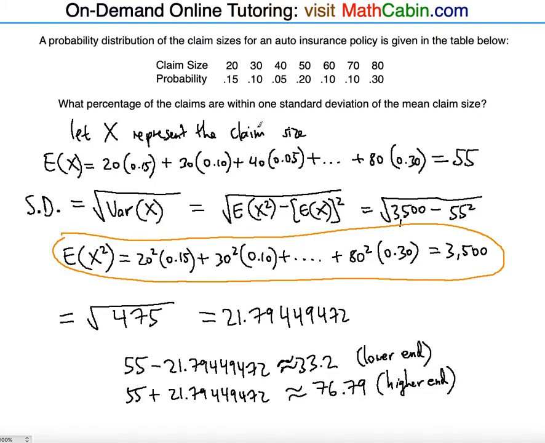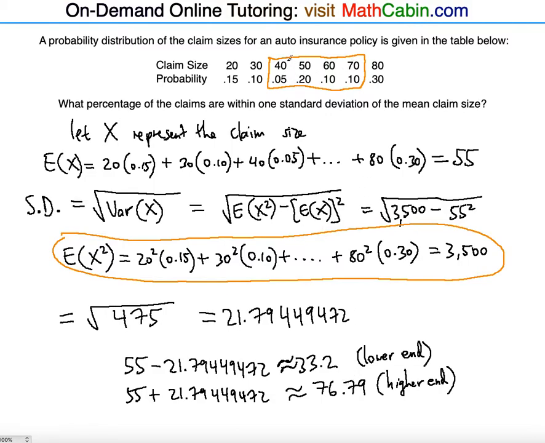Right? So now 33.2. Does 20 fall within this range? No, right? Because it's smaller. Does 30 fall? No, right? 30 is smaller than 33.2. However, 40 does, 50 does, 60 does, and even 70 does, right? Because 70 is smaller than 76.79. So altogether, we're looking at this many claim sizes that fall within the range of one standard deviation from the mean claim size.